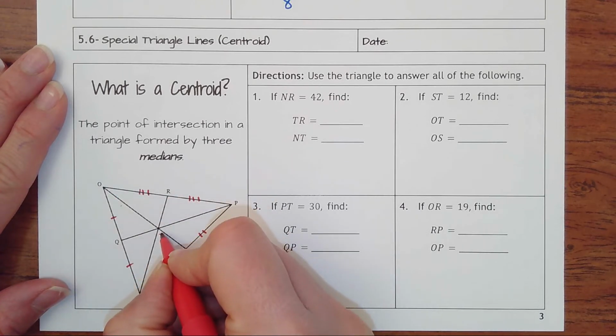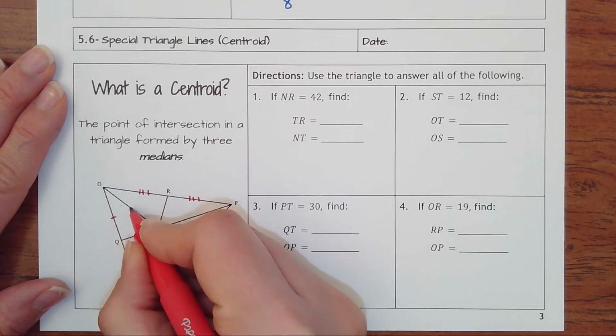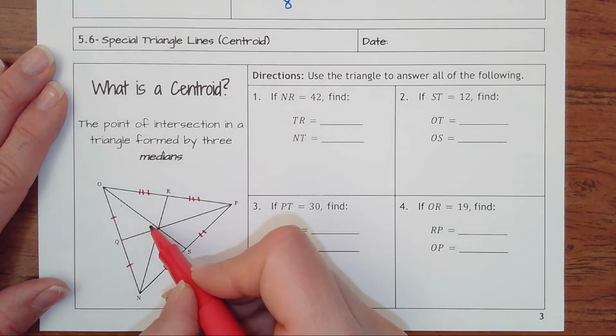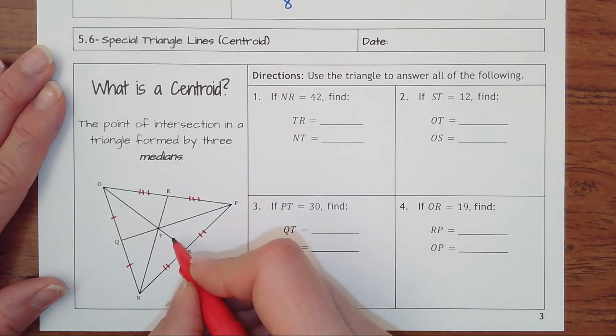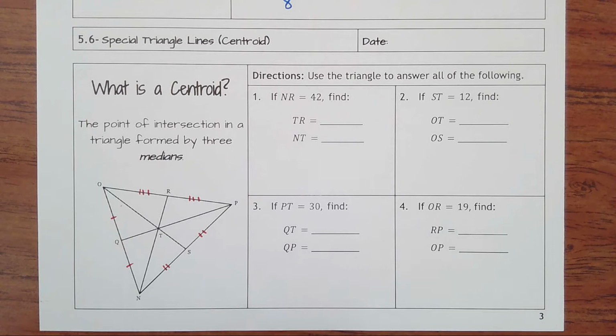The other thing that it does that's kind of cool is this median, this whole line here, this shorter part of it is a ratio of 1 to 2. So whatever the shorter part is, doubling it gets you the longer part. So it's like a 1 to 2 ratio, okay? Or this is 1/3 of the whole line. So we'll do a couple problems and I'm sure you'll pick it up pretty quick.